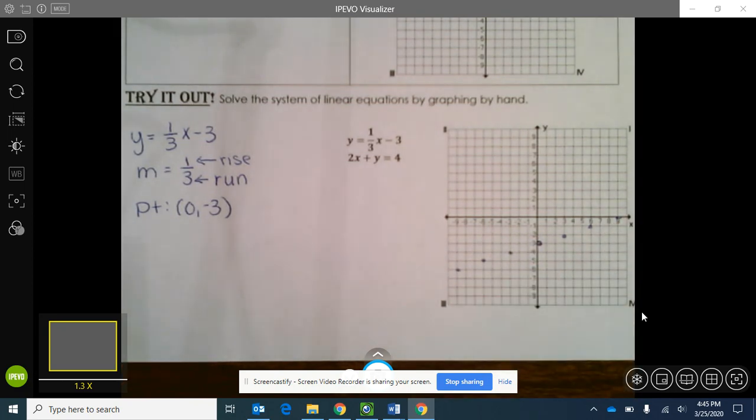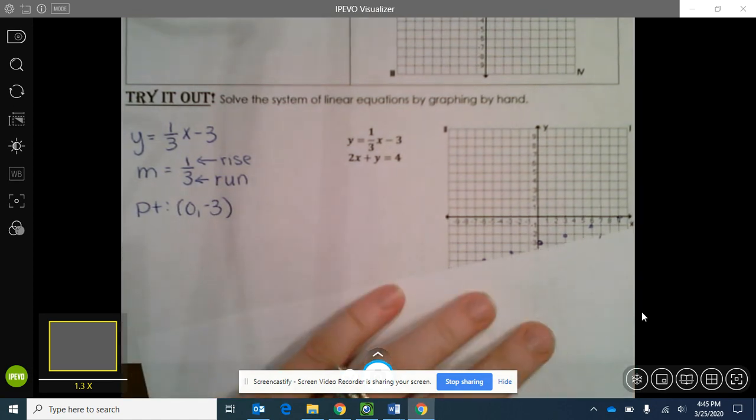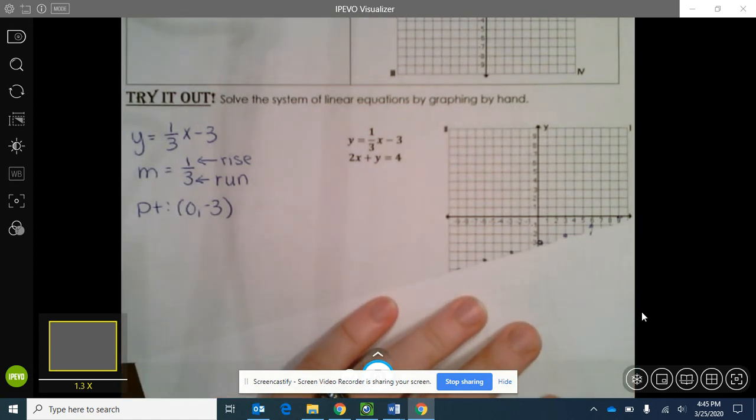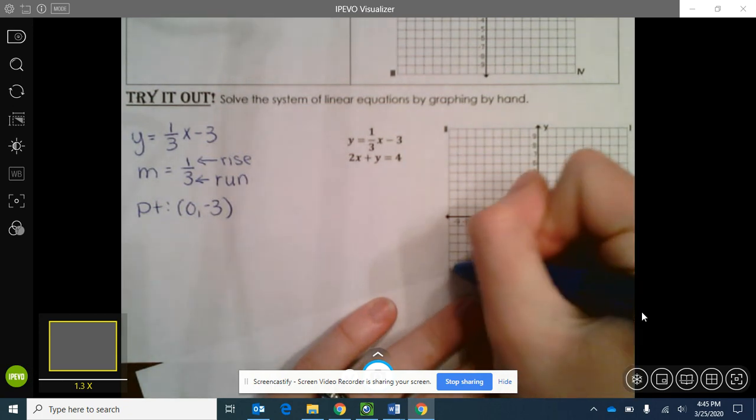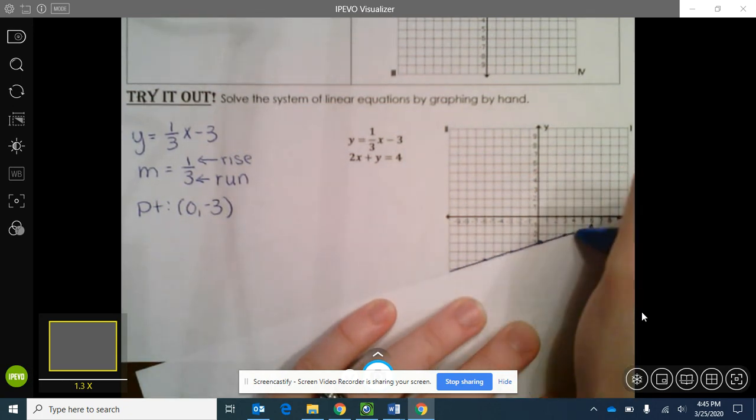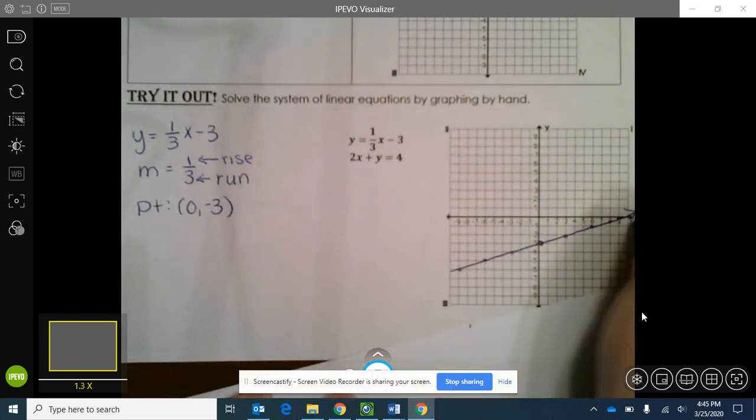Okay, then you can grab a ruler if you have one at home, or if not, any straight edge will do. Some students have used like the side of their iPhones, or you could just grab a piece of paper, use that as a straight edge, and you're going to line up all the points, connect them with a nice solid line.